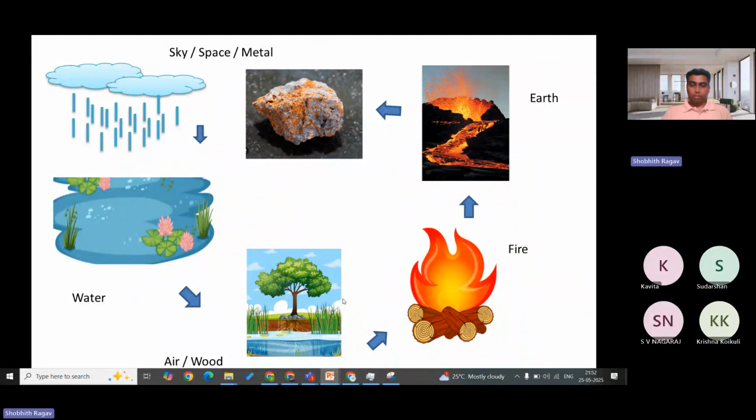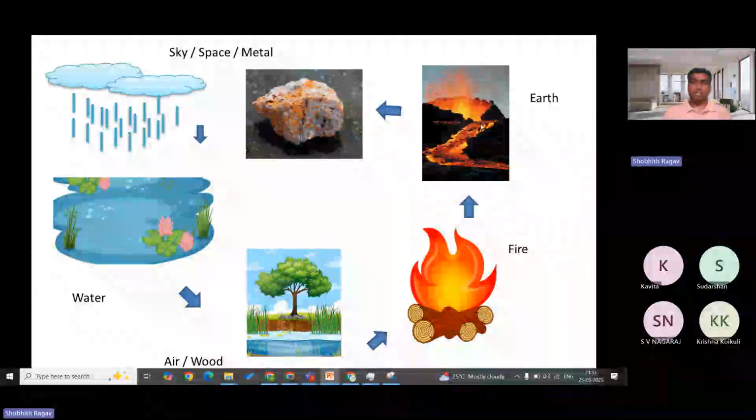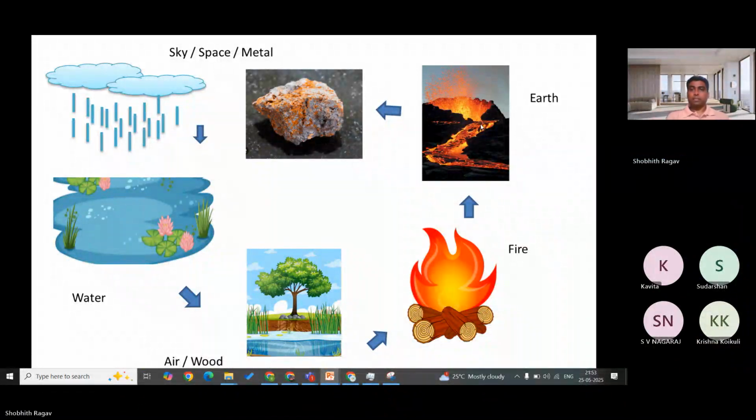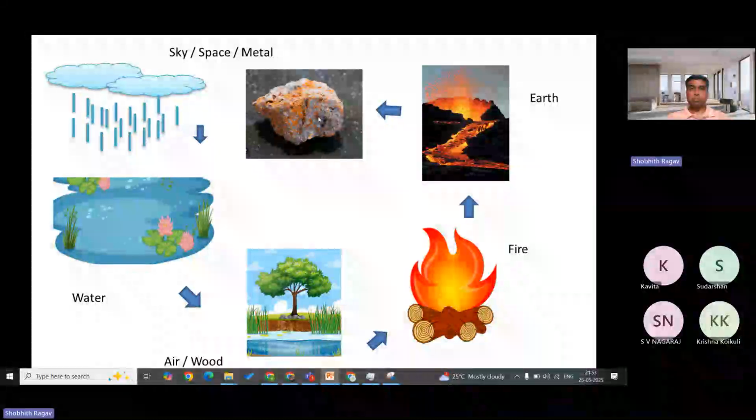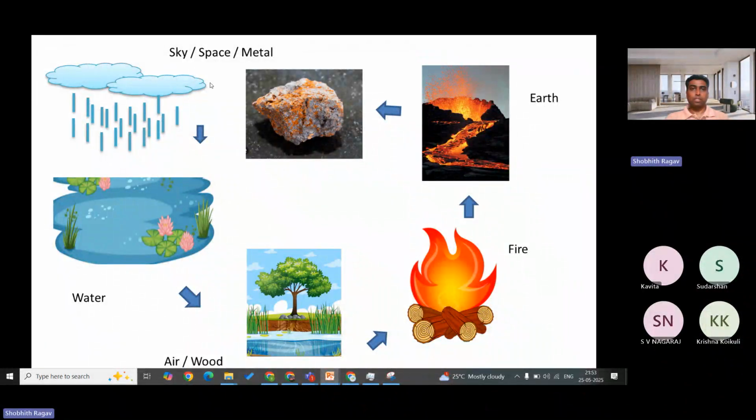Then once you have the wood, when you cut the wood and fire it, the wood is creating the fire element. So after wood, fire comes. Now you would have seen in the earth, the lava is there. So this fire is inside the earth. After fire, you have the earth, and this lava or whatever molten material solidifies and becomes metal. Metal is again nothing but space. So these two are the same.